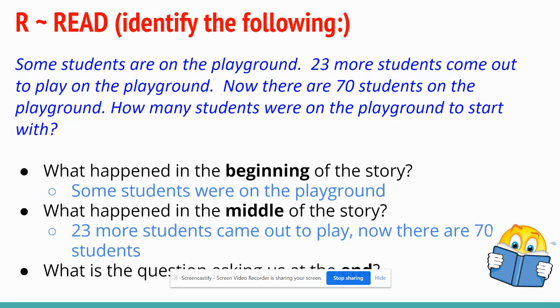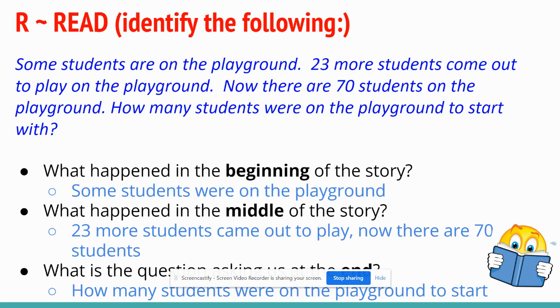Finally, we're going to ask ourselves, what is the question asking us at the end of the story? And if you said how many students were on the playground to start, you're exactly correct. So you have just done the R for read.